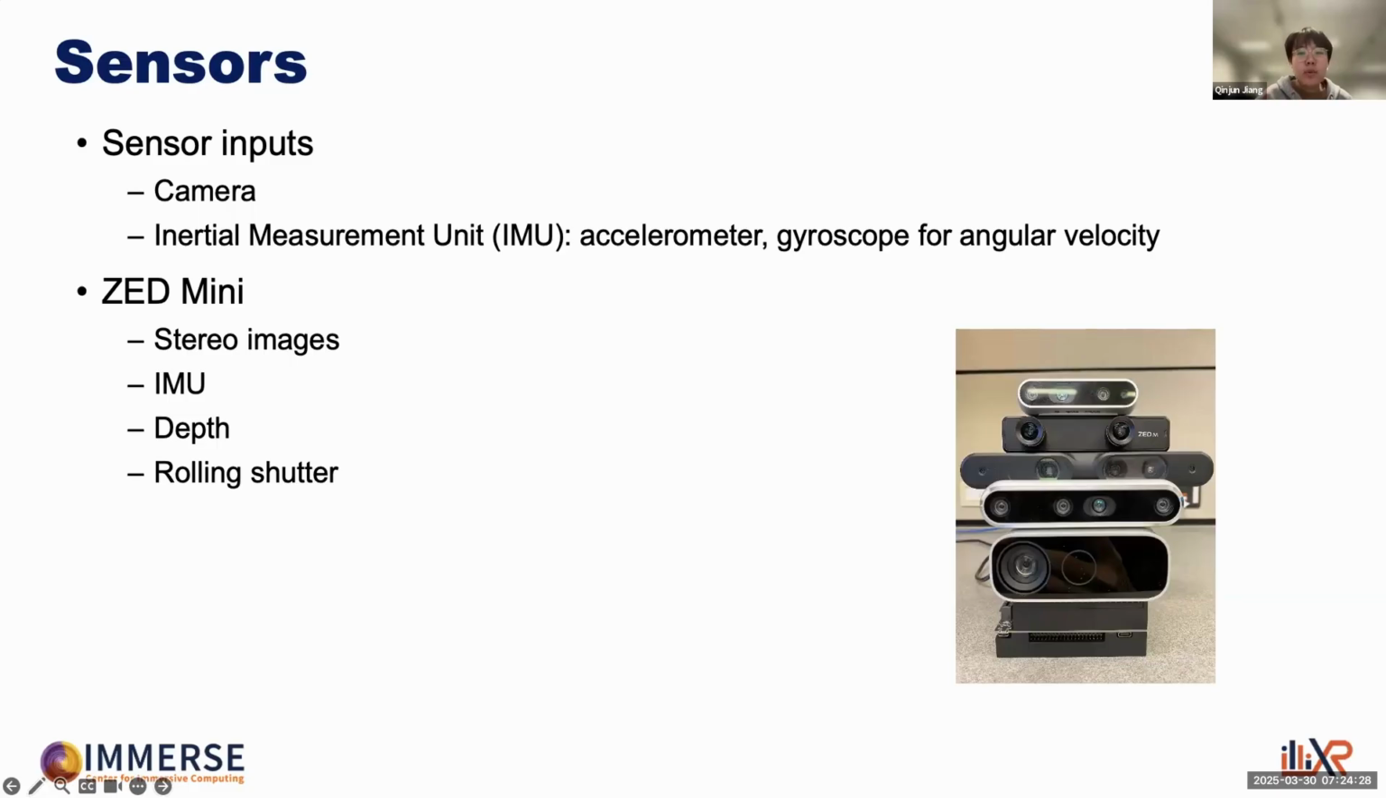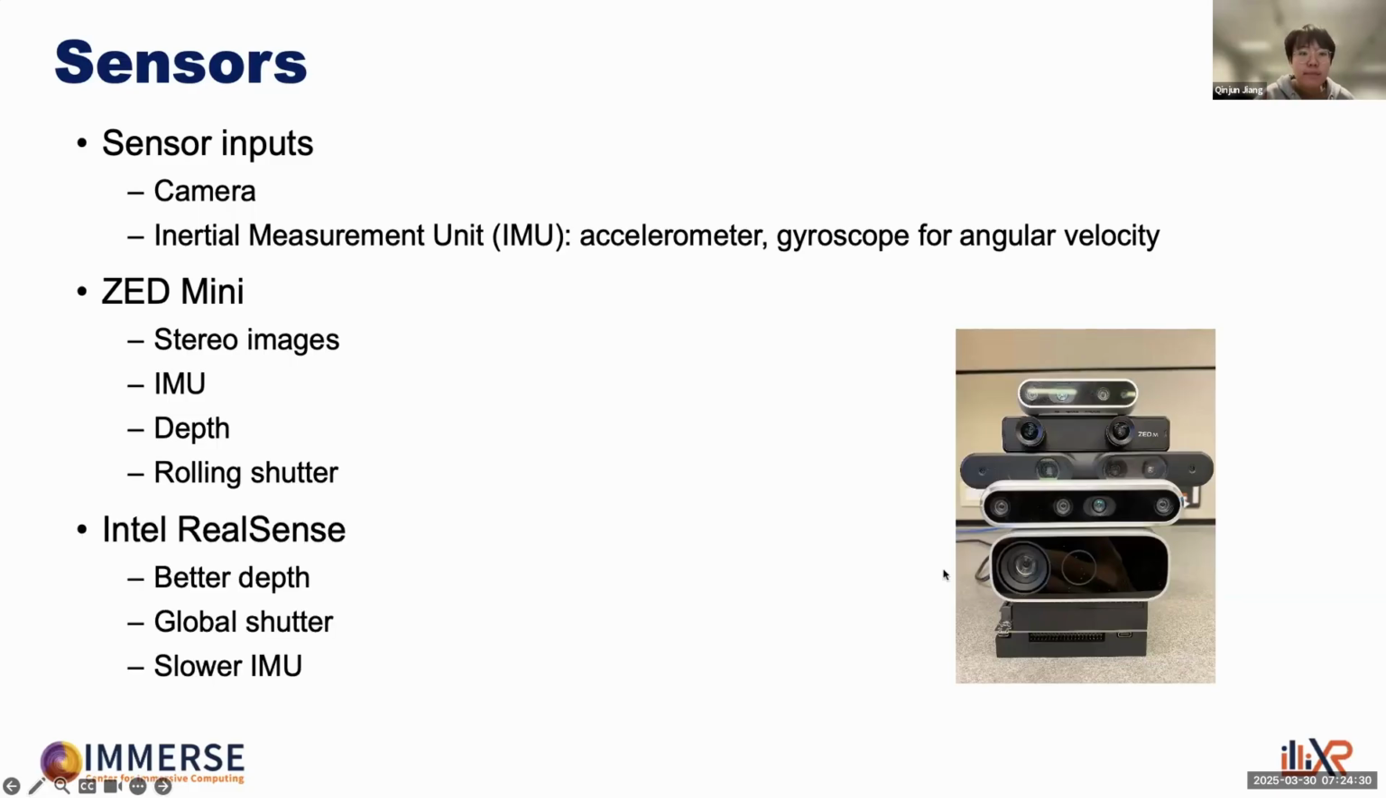Another camera that ILLIXR supports is the Intel RealSense, and specifically the D series. So this camera provides better depth information. It is also a global shutter camera, so there's no issue of the artifacts, but it has slower and also noisier IMU sensors. So we can see there is actually a trade-off when selecting different sensors, and it really depends on the needs of your downstream components.